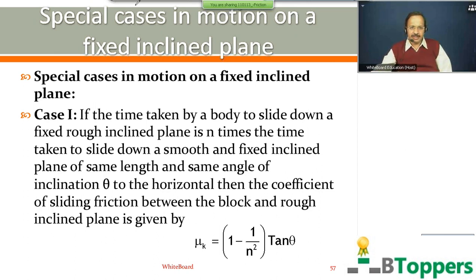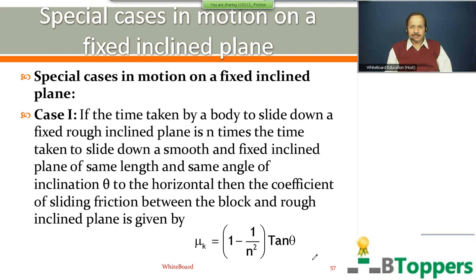First copy the conclusion. I will read out the conclusion for case 1. The time taken by a body to slide down a fixed rough inclined plane is n times the time taken to slide down a smooth and fixed inclined plane of the same length and same angle of inclination theta to the horizontal. Then the coefficient of sliding friction between the block and the rough inclined plane is given by mu k equal to (1 minus 1 by n square) into tan theta. Come on, copy down this conclusion first. In case you need more time to copy the conclusion, you can pause and take more time.